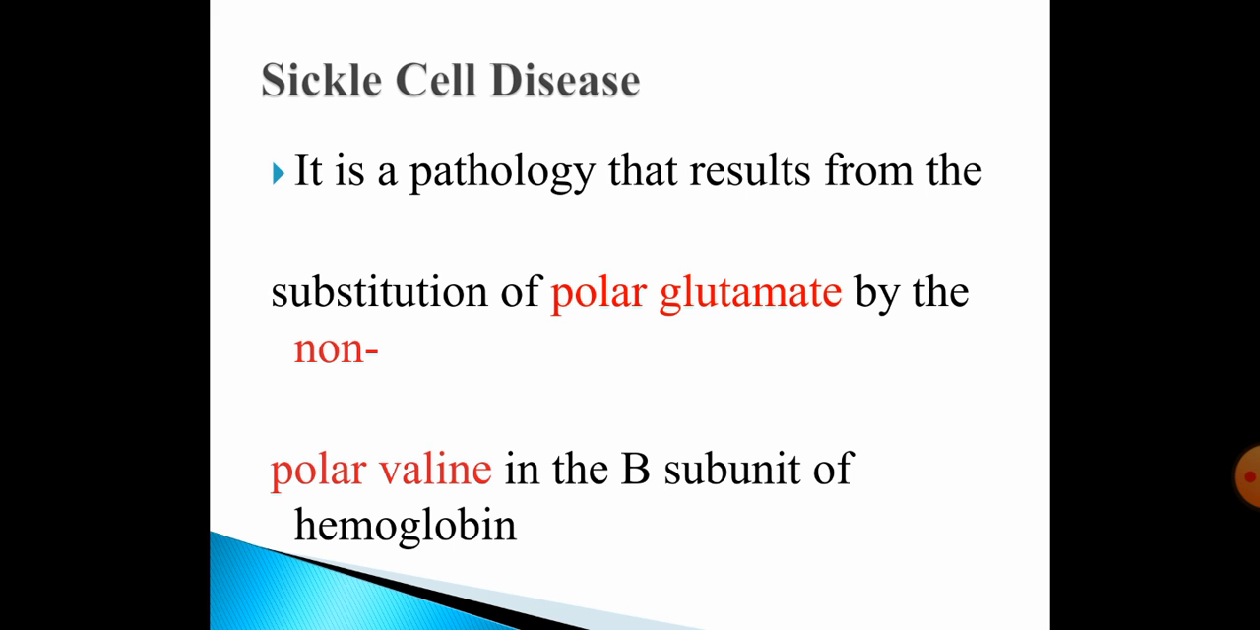When we talk about sickle cell disease, a single change of one amino acid can change the nature of the protein. For example, in hemoglobin S, only glutamate is changed to valine, and this causes sickle cell disease. It is common, as I told you, in Eastern Sudan, in the western region, Darfur, Kordofan. It is also common in Saudi Arabia and the Mediterranean.